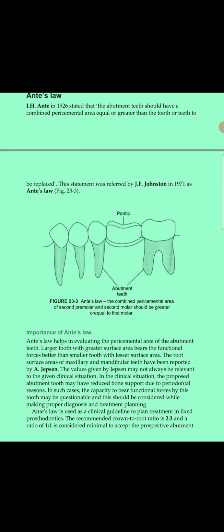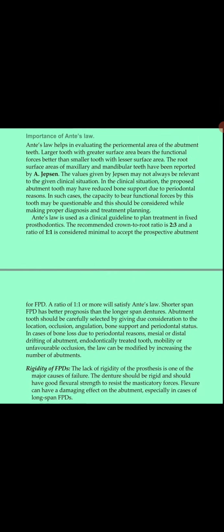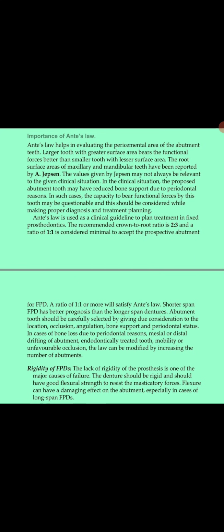Ante's law is used as a clinical guideline to plan treatment in fixed prosthodontics. The recommended crown to root ratio is 2:3, and a ratio of 1:1 is considered minimal to accept the prospective abutment for a fixed partial denture. A ratio of 1:1 or more will be satisfactory. Also, a shorter span fixed partial denture has a better prognosis than a long span denture.